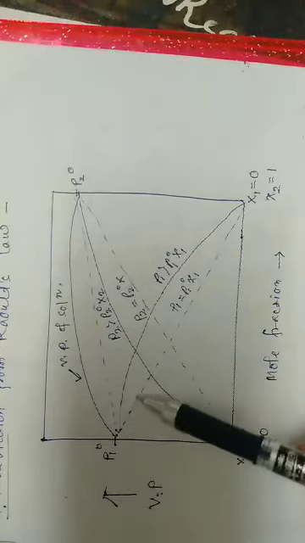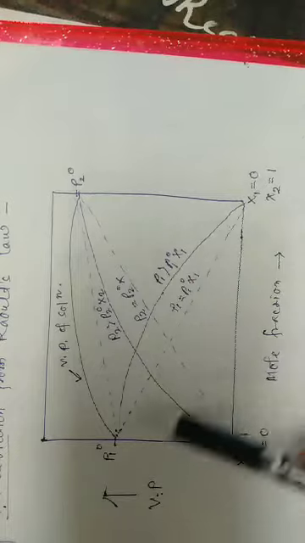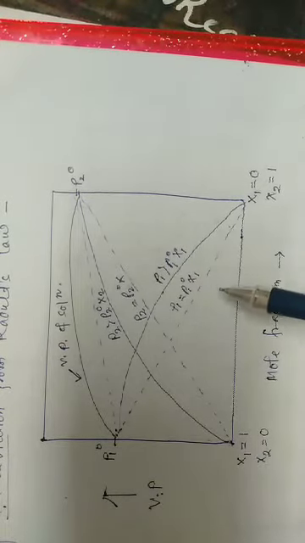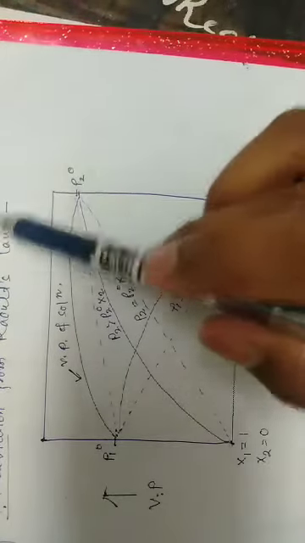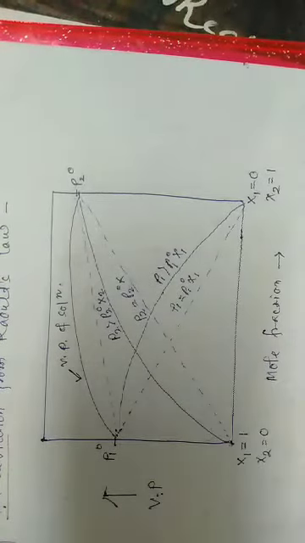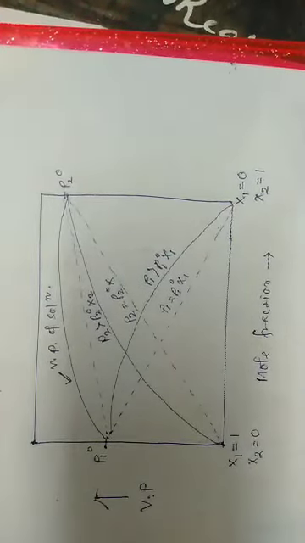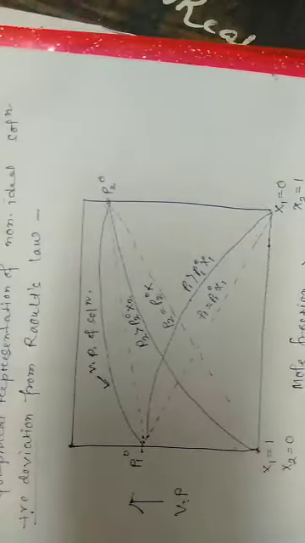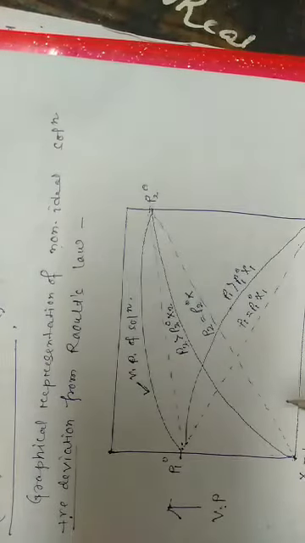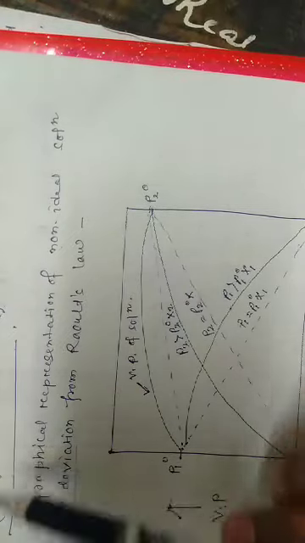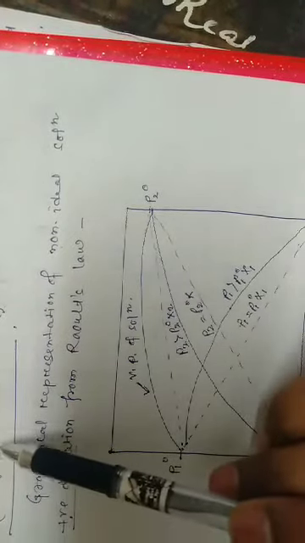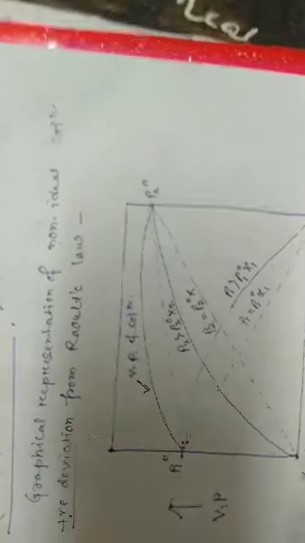Dotted line represents here Raoult's law for ideal solution, and solid lines represents here non-ideal solution having positive deviation from Raoult's law. So regarding this graph, you can also follow the figure number 2.6 from the textbook.